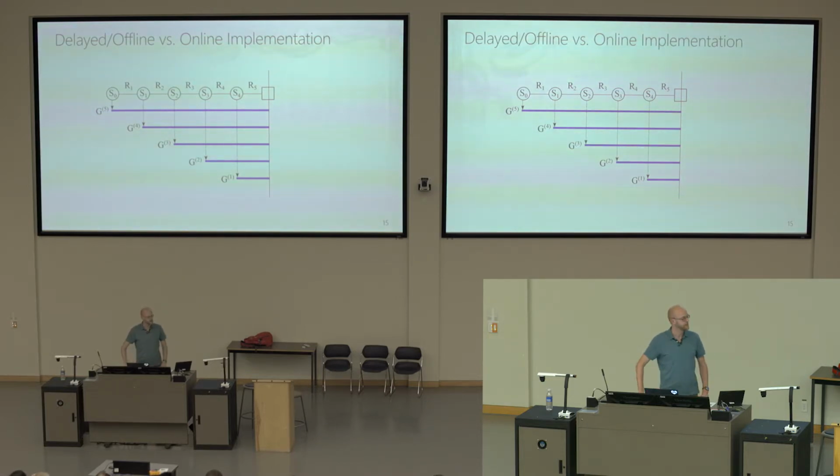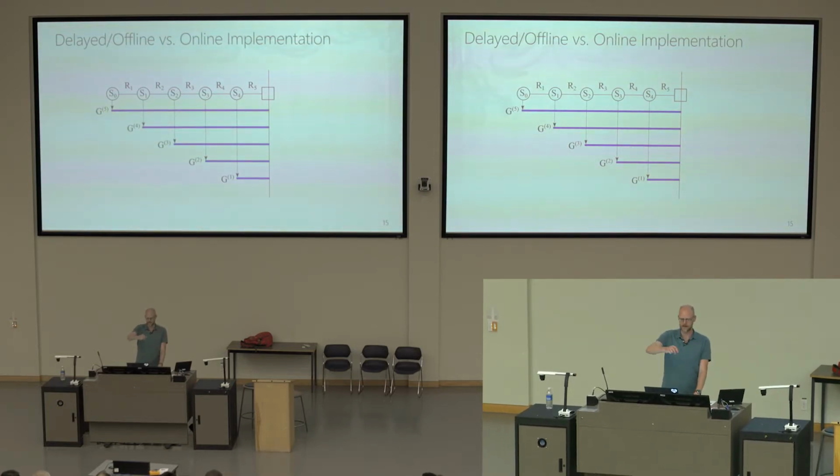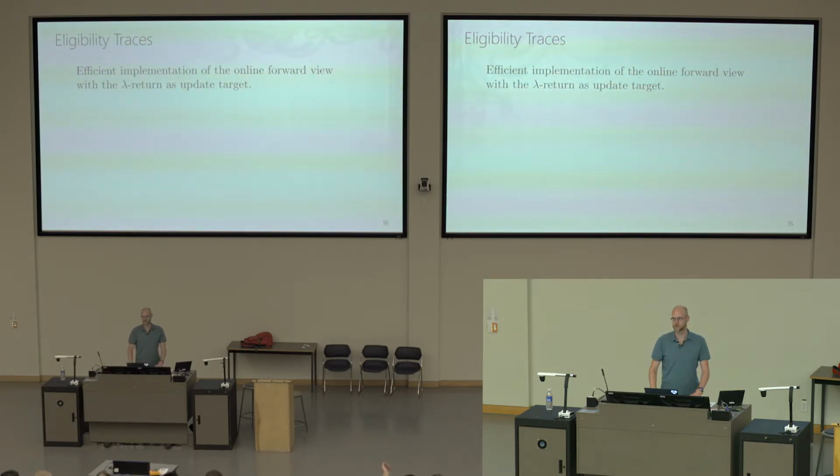The disadvantage of this approach is that it's a computationally expensive technique, especially if you have longer episodes, because you first need to store all your states, all your update targets, all your samples, and then redo all these updates. So it's very expensive. However, in one particular case you can do it very efficiently, which is if you use the lambda return as the multi-step update target. And that's exactly what eligibility traces do.